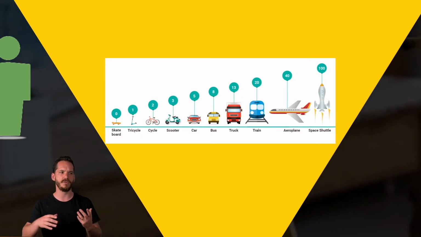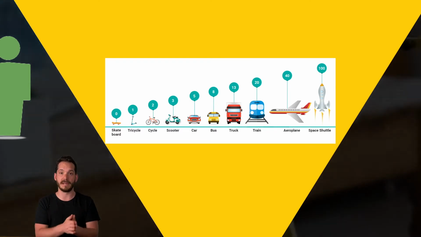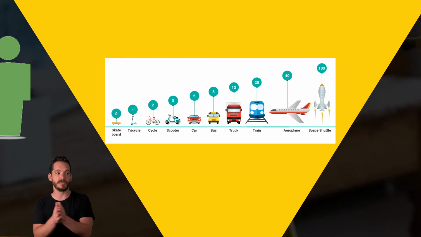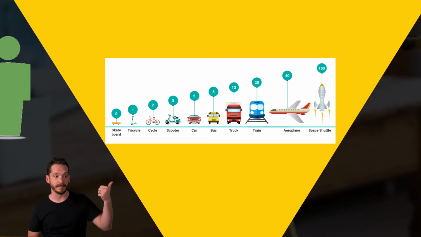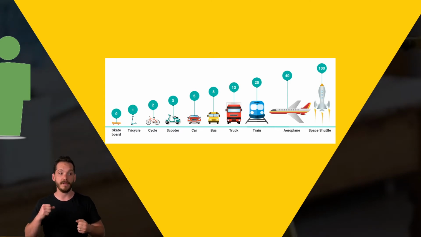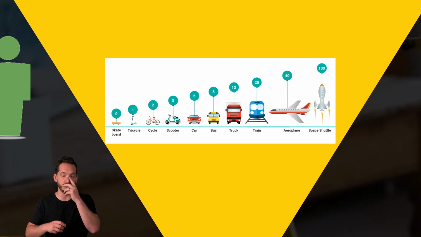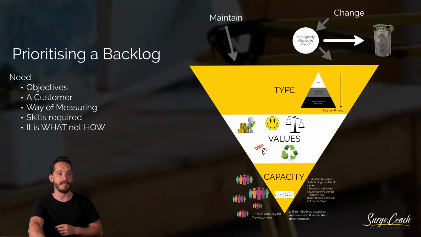Okay? So a quick one on relative sizing for those who don't know. What's the biggest thing here? A space shuttle. What's the smallest thing? A skateboard. Is a tricycle bigger or smaller than a skateboard? It's bigger. Is a car bigger or smaller than a scooter? It's bigger. Relative sizing. You could use Fibonacci numbers, you can use dogs, you can use this emblem here. We're gonna do 3 trains this year. Okay, there's capacity for 3 trains. It just helps you relatively size them, and that allows you to move into more a mathematical approach.